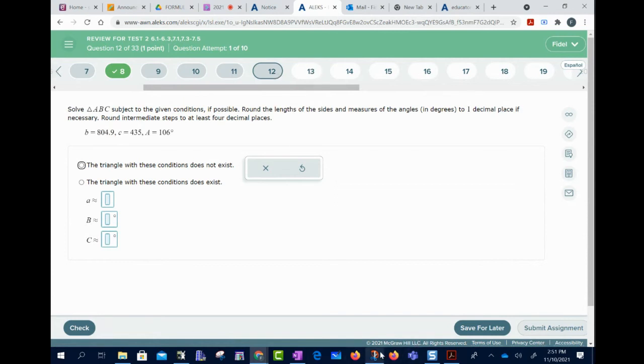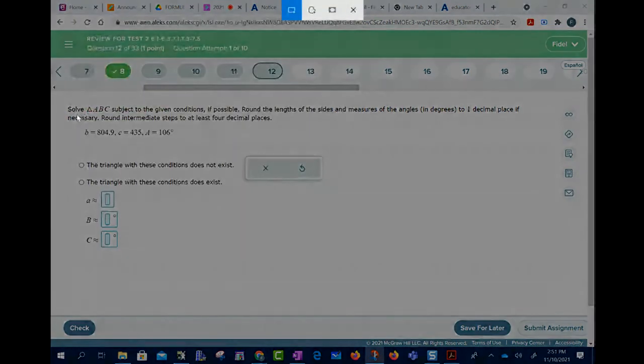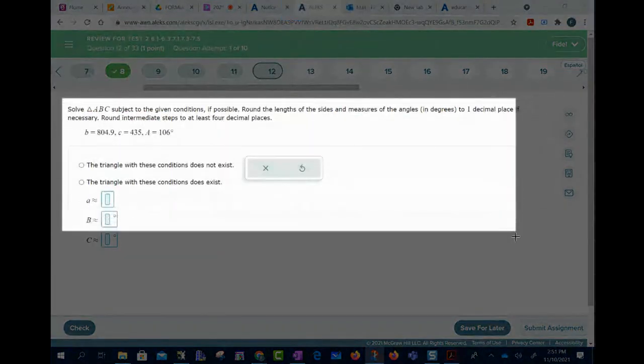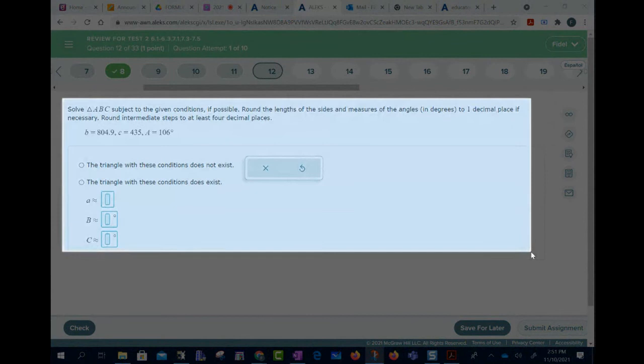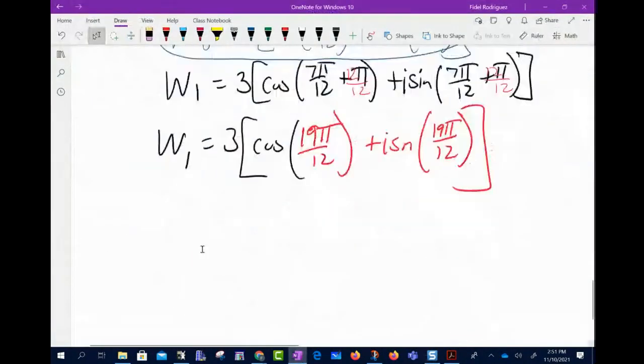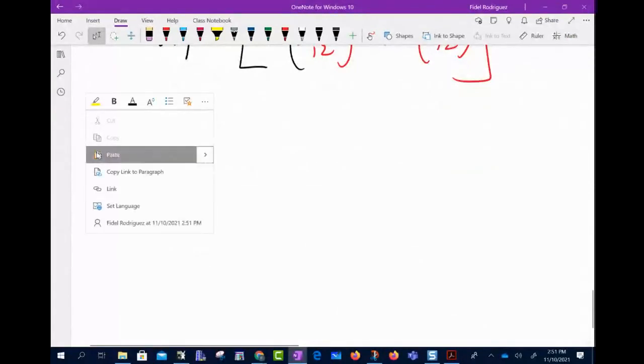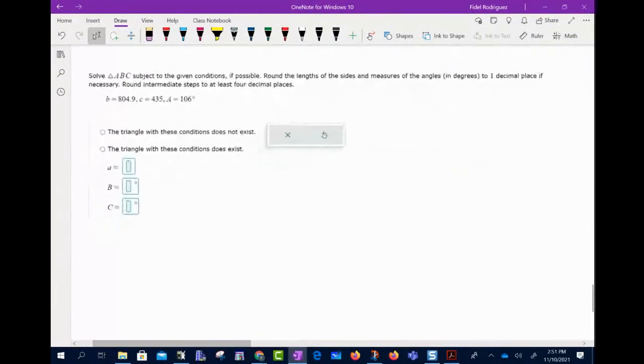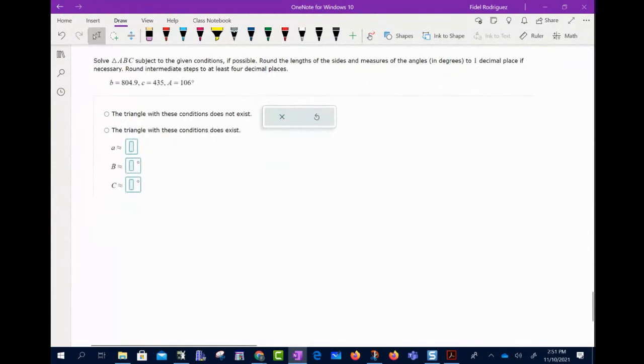Okay, so let's take a look. So let's go copy, and let's come back over here, and let's paste this in. Okay, so it says, solve the triangle subject to the given conditions if possible. Round the lengths of sides and measures of the angles in degrees to 1 decimal place, and round intermediate steps to at least 4 decimal places. Okay, so we're looking for little a, angle B, and angle C.